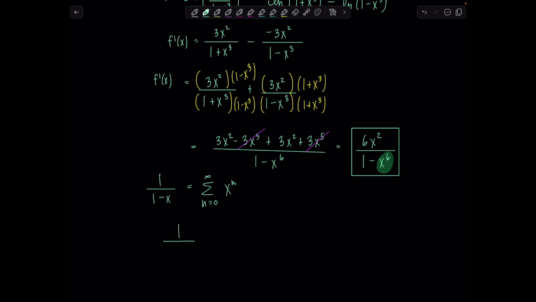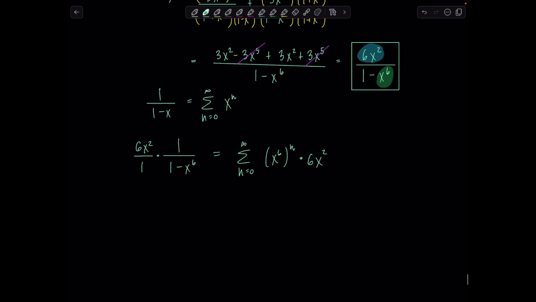So 1 over 1 minus x to the 6th is going to be the sum, n equals 0 to infinity, x to the 6th to the n. And then what else do I need? Well, we have a 6x squared up top, so I'm just going to multiply by 6x squared up top. Now clean this guy up.